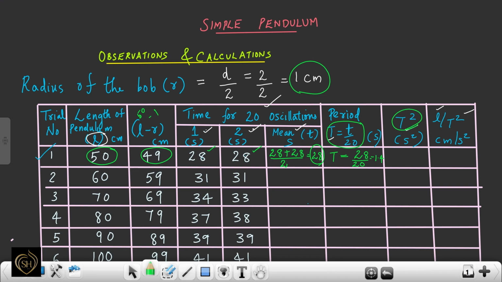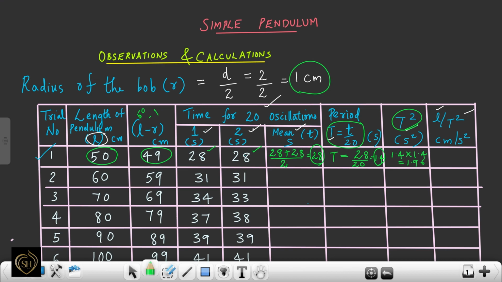T square is capital T into capital T. We have the value capital T is equal to 1.4. Therefore t square is 1.4 into 1.4, that is equal to 1.96. Last column is L by t square, where L is the length of the pendulum.